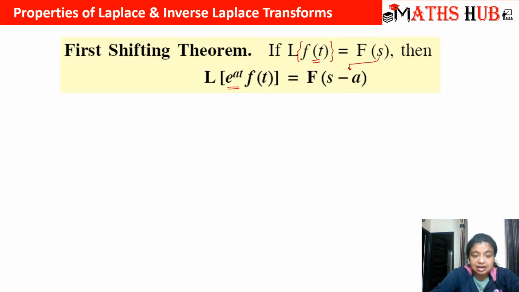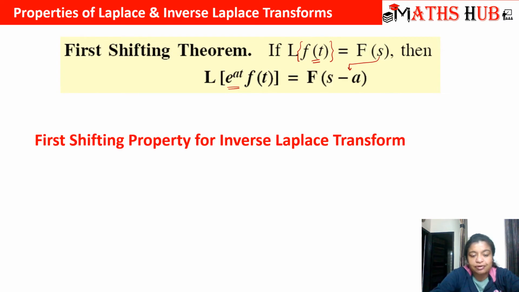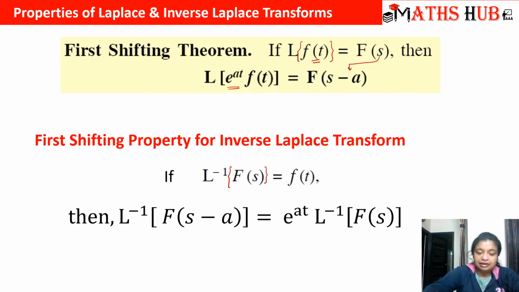Now let us understand the first shifting property for inverse Laplace transform. For inverse Laplace transform, it says that if for F(s) its inverse Laplace is f(t), then if s is getting shifted to s minus a, then what is the resultant answer? f(t) will get multiplied with the exponential function, right? So it is a two-way process.